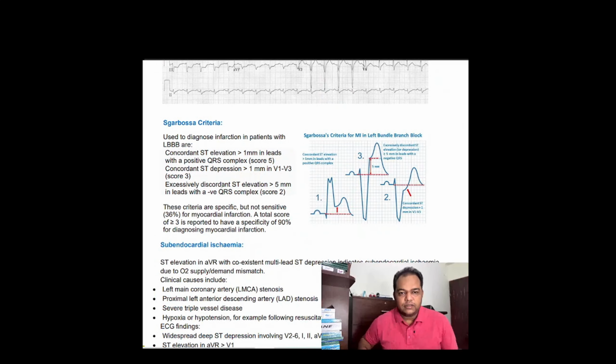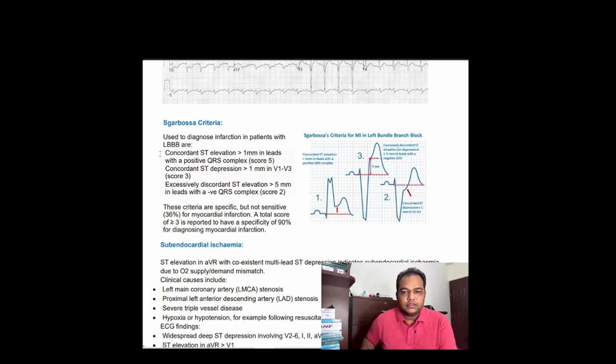Now, what is Sgarbossa criteria? When we use this criteria, we have already discussed that the ECG criteria for PCI number 1 is new onset LBBB. So how can we differentiate new onset LBBB from previous LBBB? Here comes Sgarbossa criteria. In Sgarbossa criteria, there are 3 points: number 1, 2, and 3.